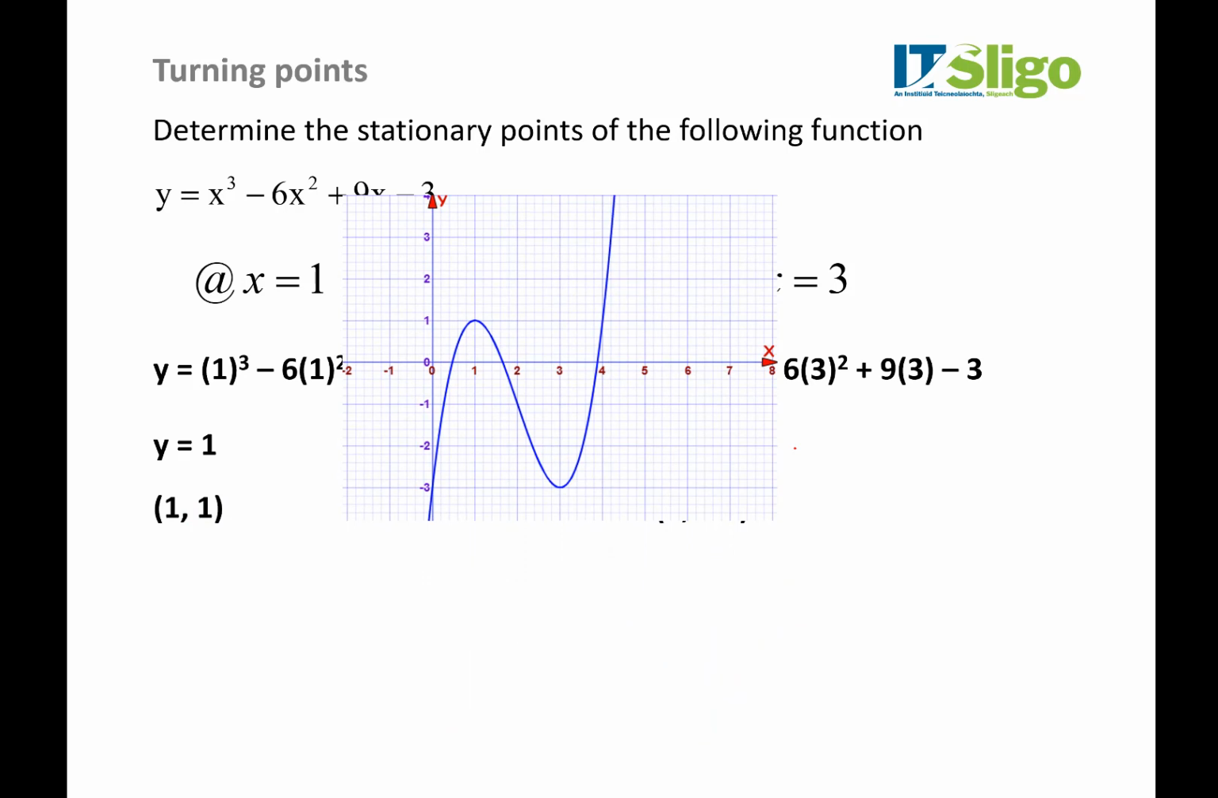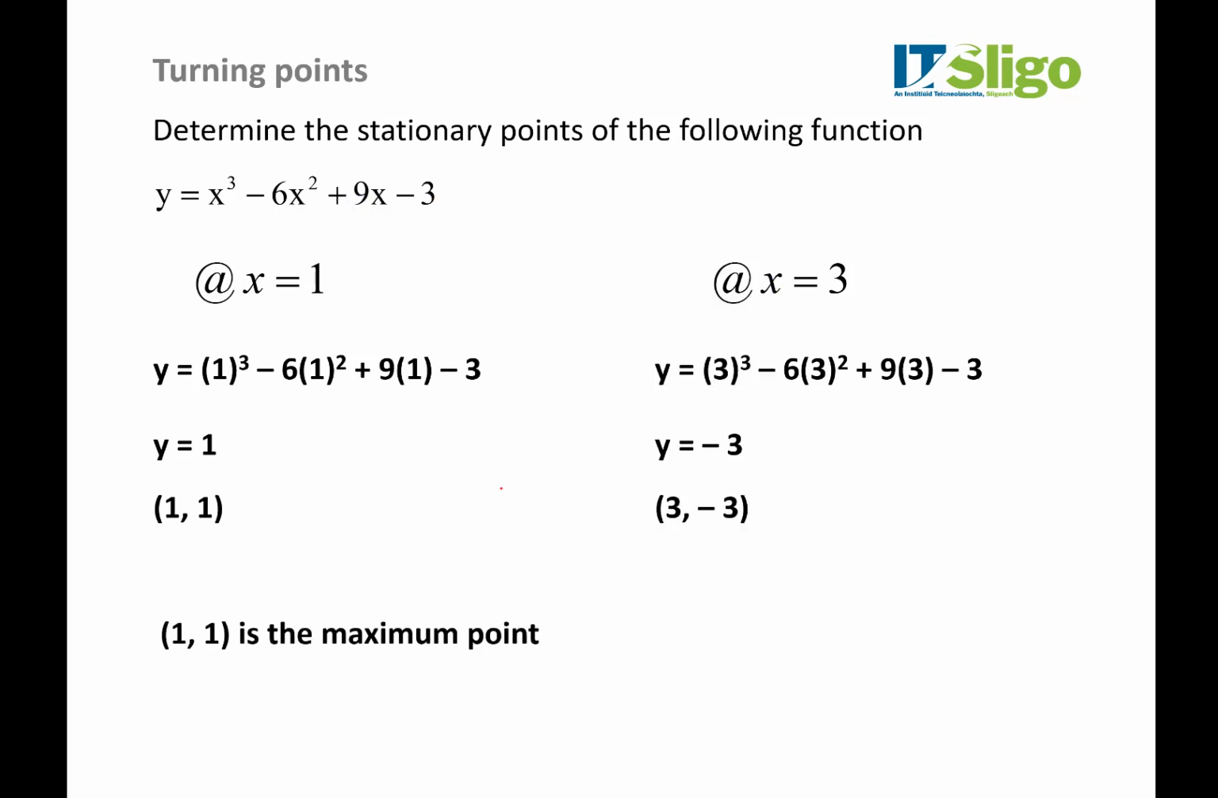So there's just a proper picture of the curve. Now normally we don't have to draw this, but I'm just showing you where these points are. There's (1, 1). There's (3, -3). And I think you can see from this curve that this one is the local maximum and this one is a local minimum. So (1, 1) is the maximum point, and (3, -3) is a minimum point. So there's a little bit more intuition required there, but you just take a look at the y values. Whichever one is highest is going to be your maximum value.